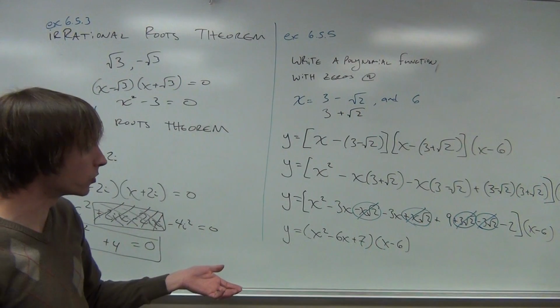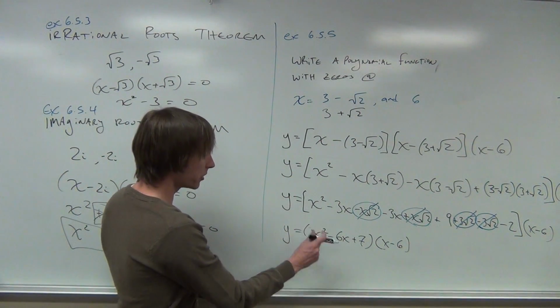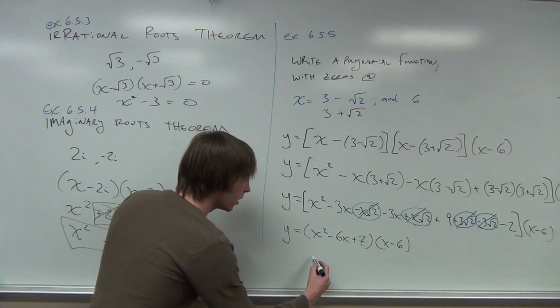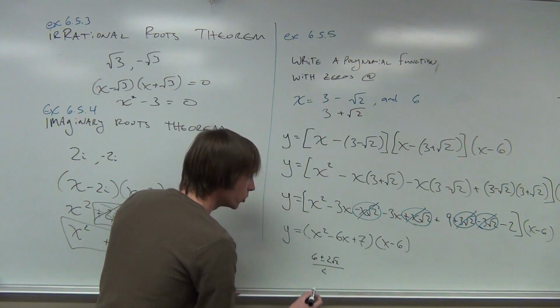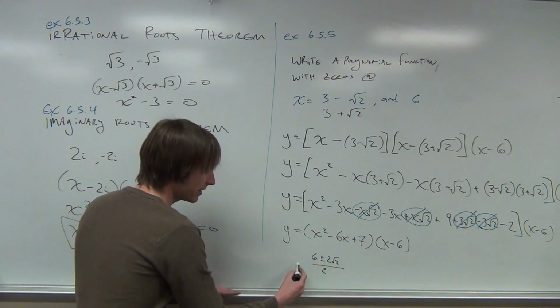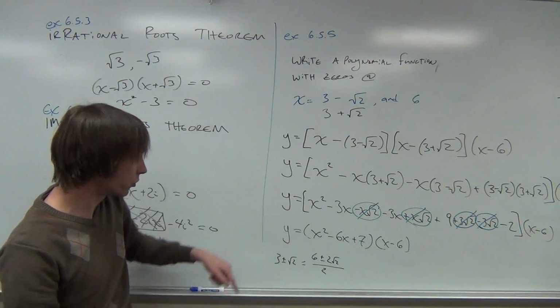2 square roots of 2. But my 2's cancel out with the 2 that is in the denominator, right? So I should have 6 plus or minus 2 radical 2 over 2. If I simplify this, that gives me 3 plus or minus the square root of 2. So those are my 2 roots.